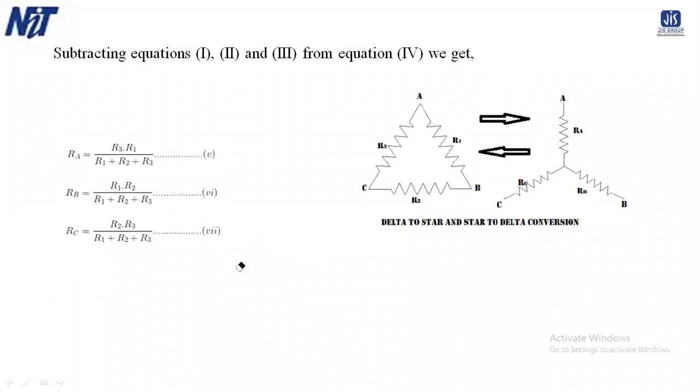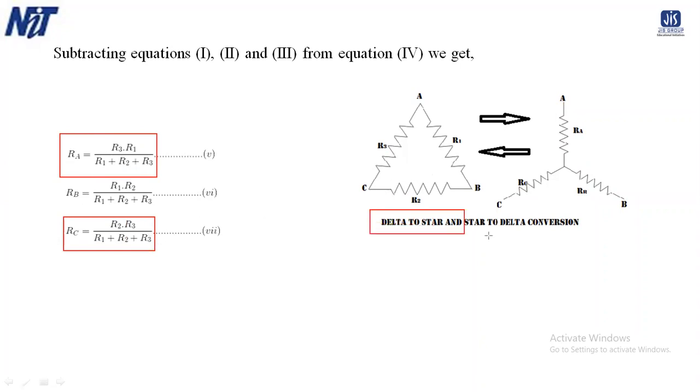Now subtracting equations 1, 2 and 3 from equation 4, we get equation number 4. We get RA equals R3 R1 divided by R1 plus R2 plus R3. RB equals R1 R2 divided by R1 plus R2 plus R3. RC equals R2 R3 divided by R1 plus R2 plus R3.